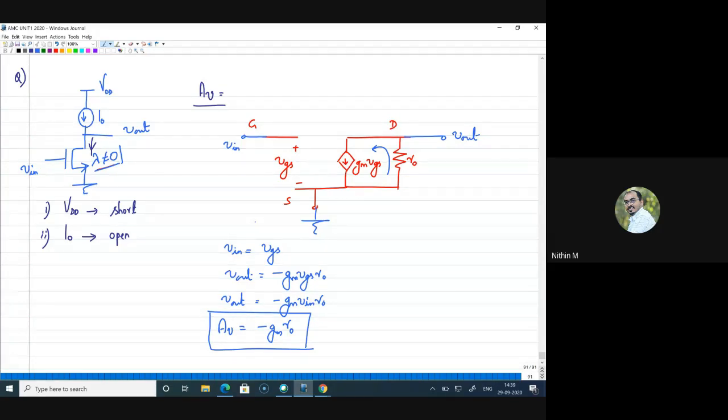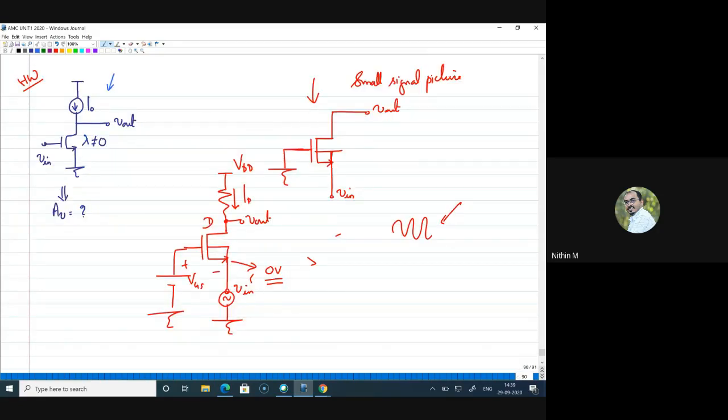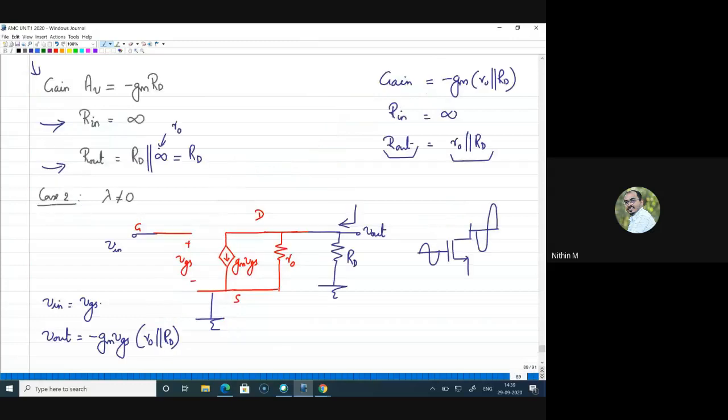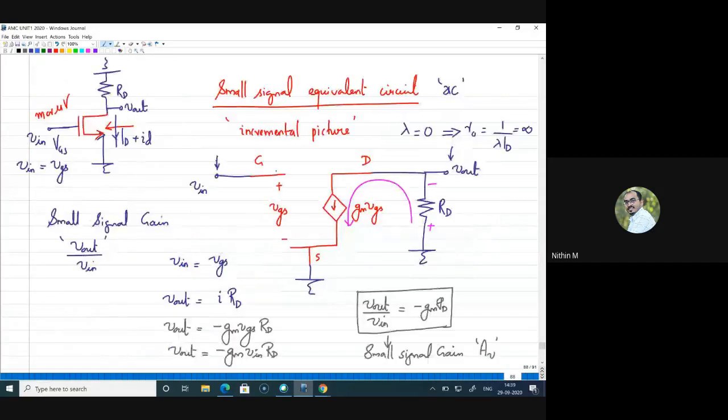Right. Now what we can see here is, or if I explain this in a different way. Previously I had a circuit which is having a resistance RD. Now, what can be the maximum value of RD? What can I put in a circuit?